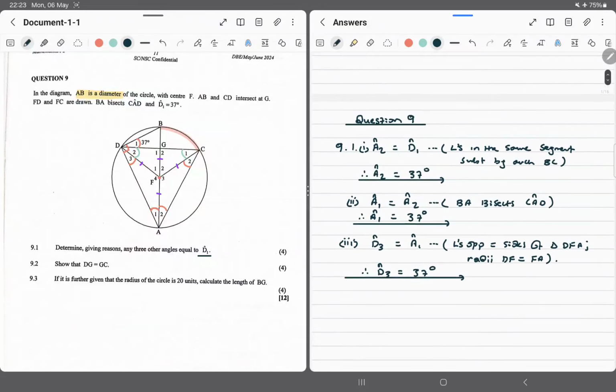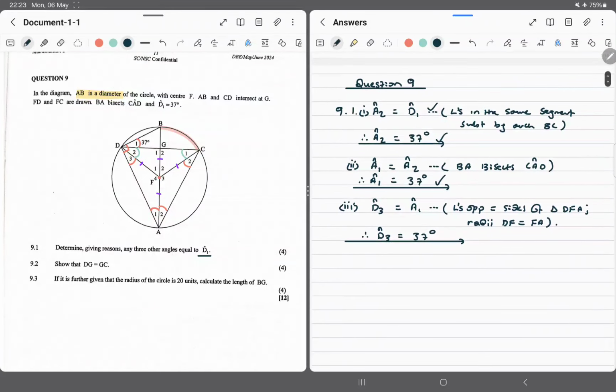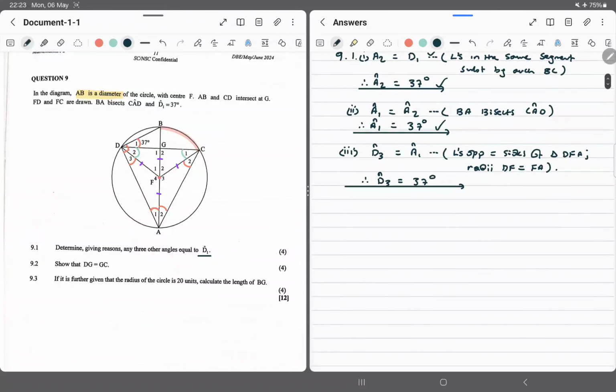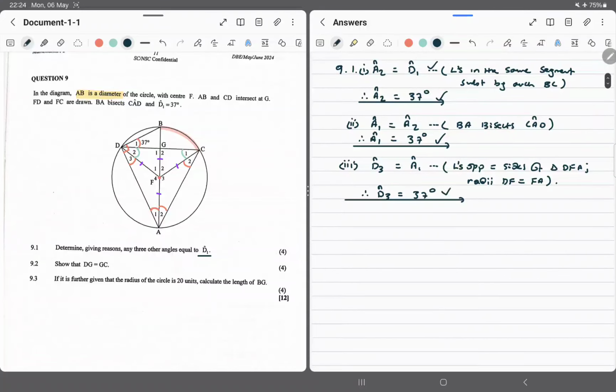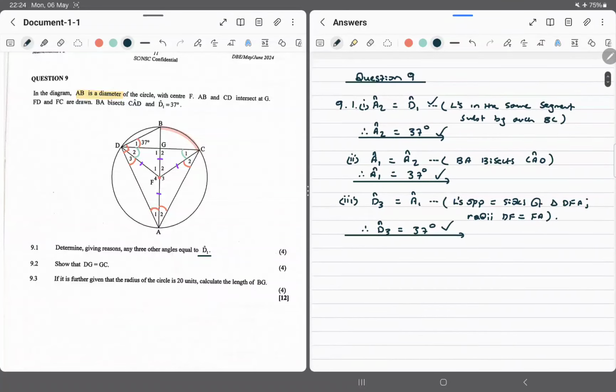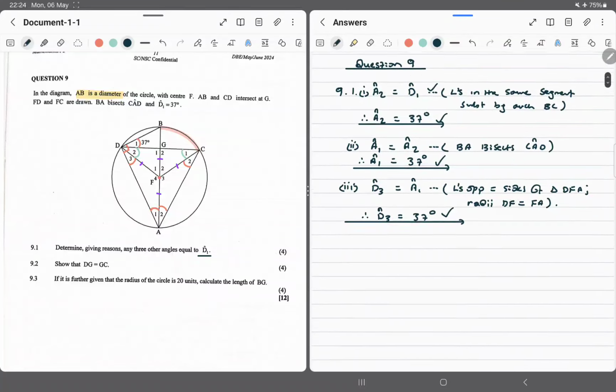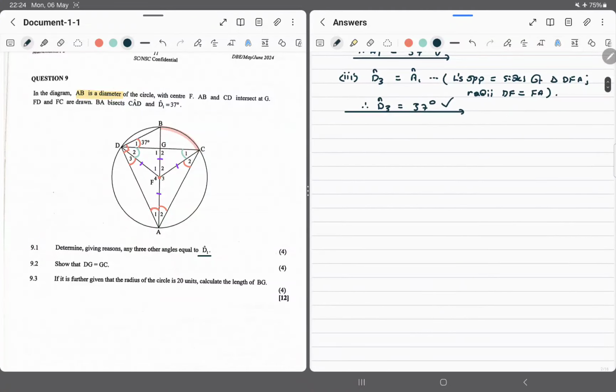Nice and easy. So 4 marks here is being scored. So we get a mark for the reason and the answer. This one only 1 mark because that reason is weak. Well, this one is also weak because that reason is a grade 9 reason. It doesn't get a mark per se, but we can award if the question allows us to.